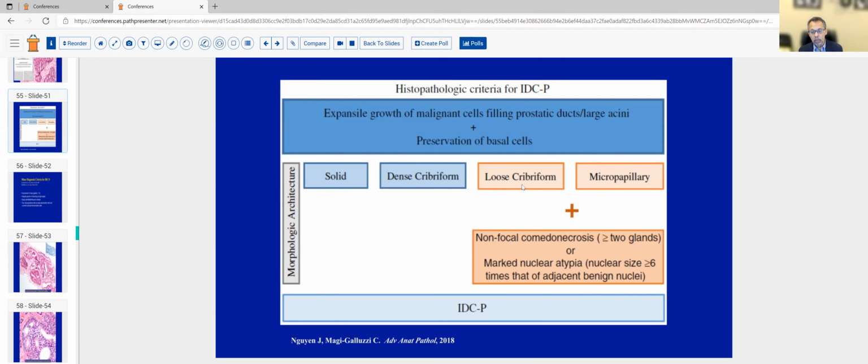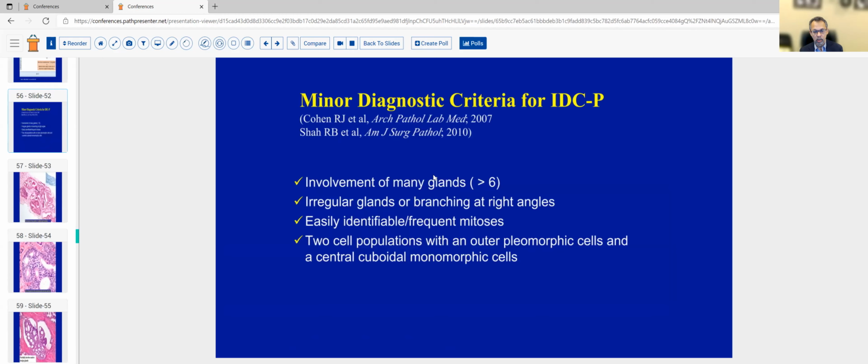If you have only loose cribriform or micropapillary morphology, then you need those other 2 major features, either non-focal comedonecrosis or marked nuclear atypia, in which nuclear size is 6 times that of adjacent benign nuclei. And these particular morphological features, in my opinion, are pretty rare. The vast majority of intraductal carcinoma is typically associated with a dense cribriform proliferation.